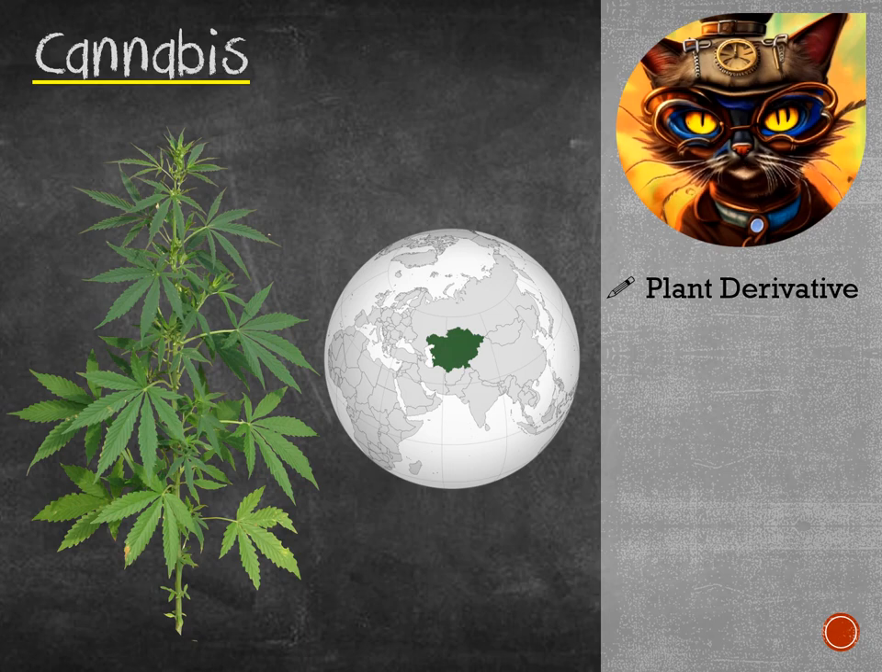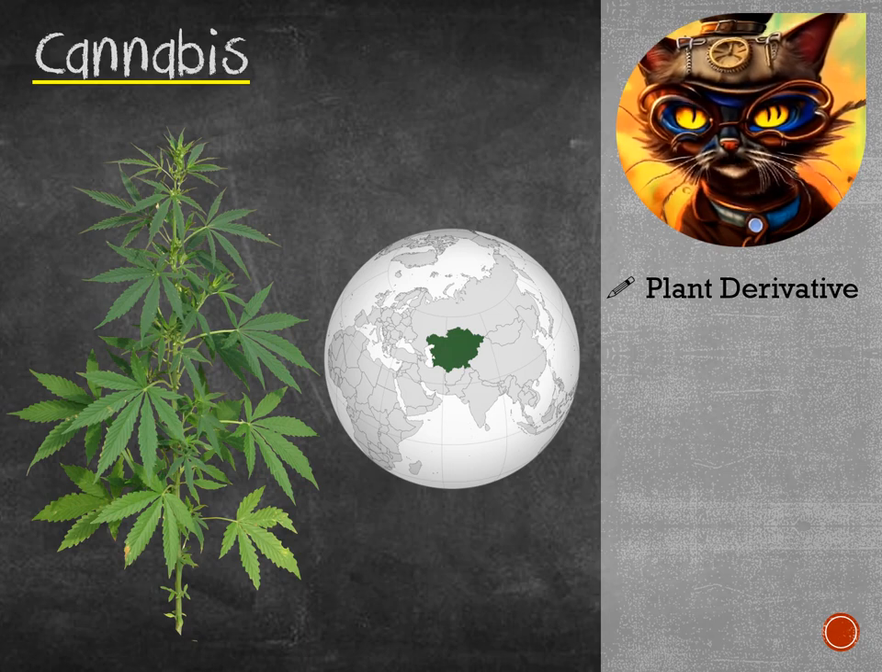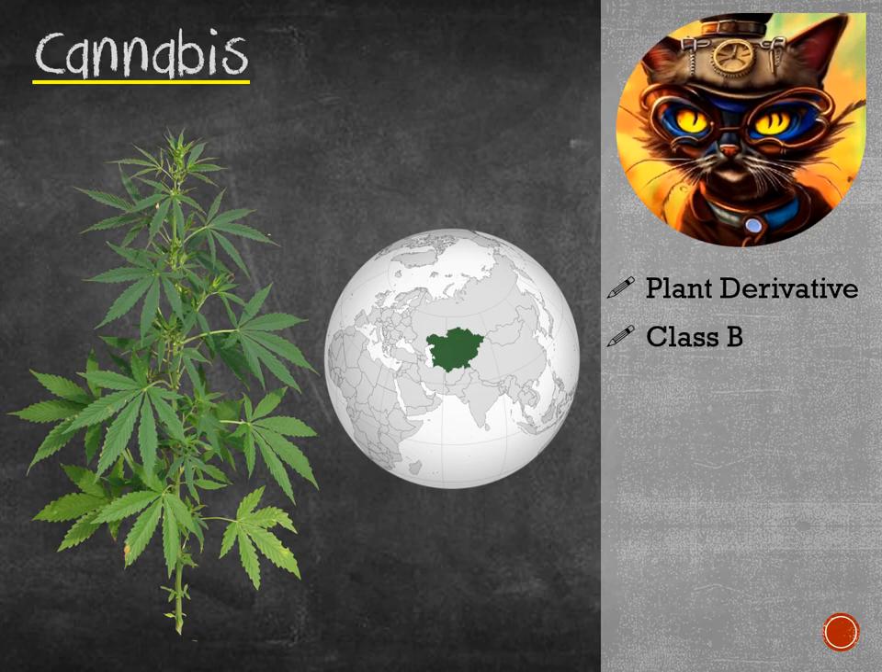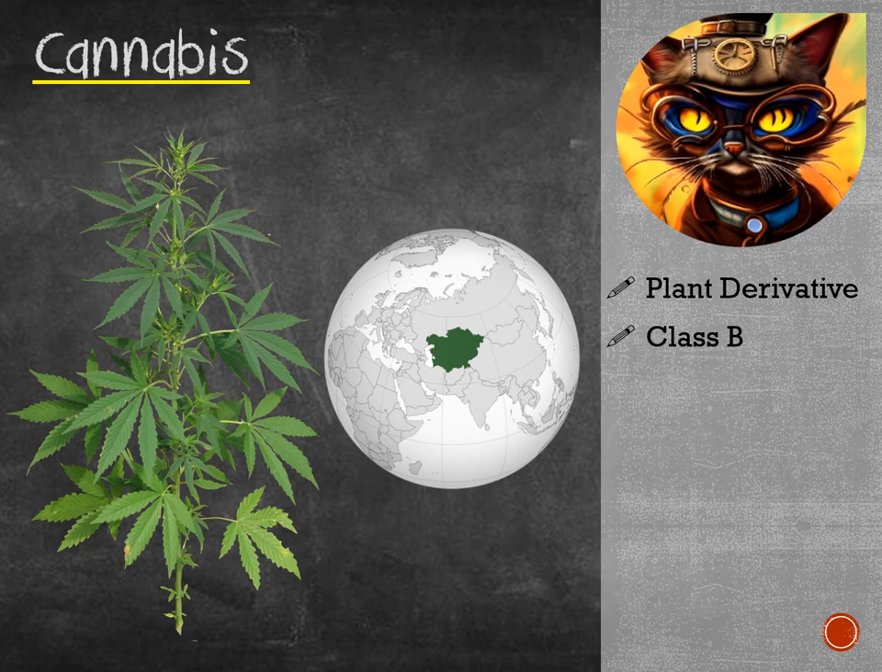It is cultivated legally for medical and recreational purposes in certain regions such as Canada and Mexico. However, it is still illegal in the UK and is a Class B controlled substance. Cannabis can have stimulant, depressant, and hallucinogenic properties.